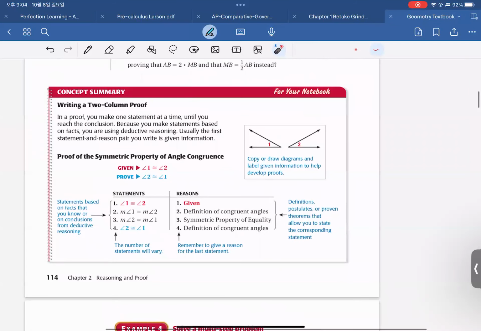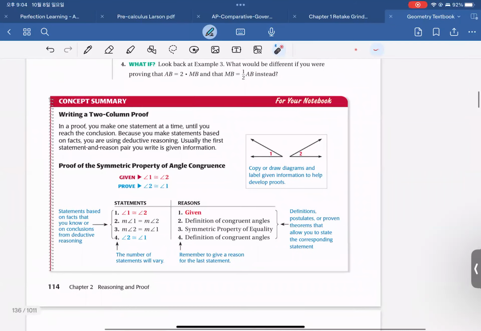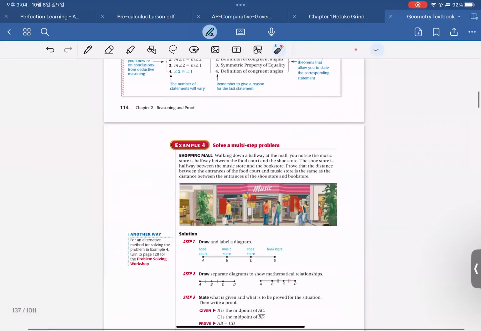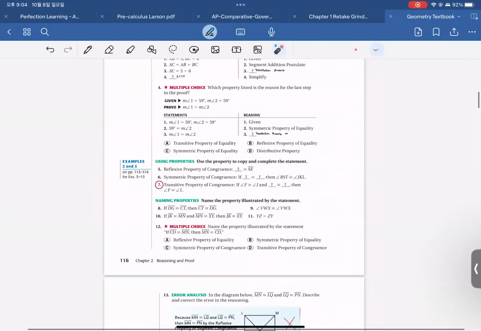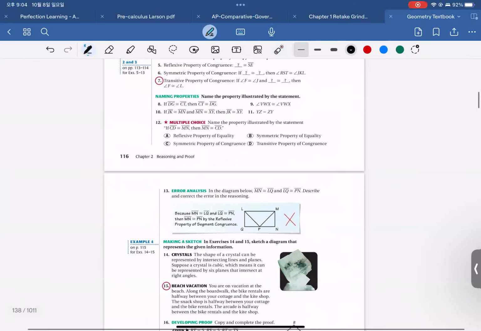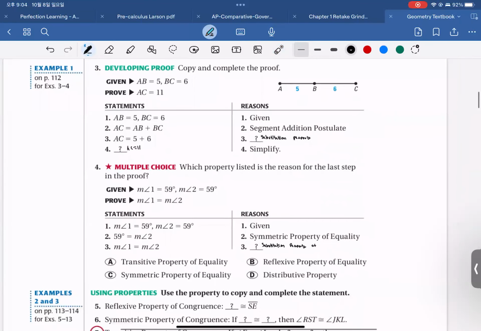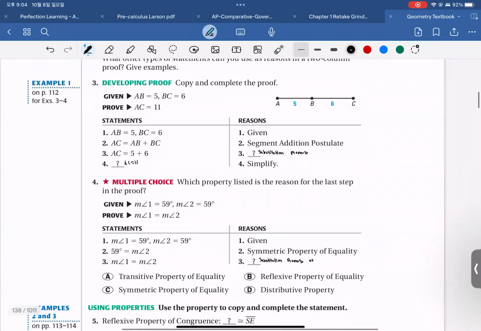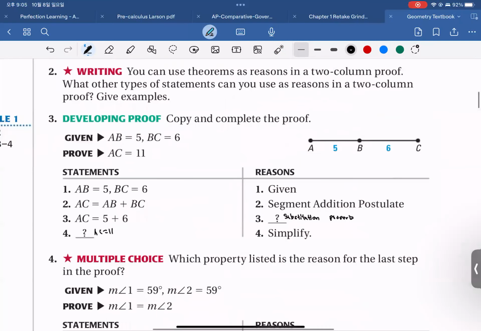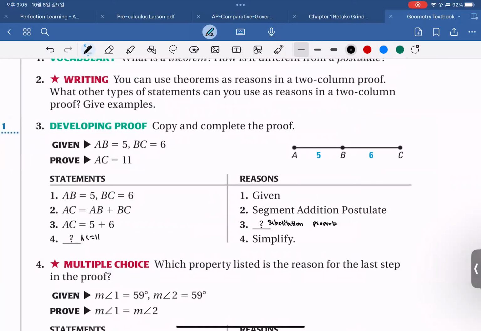And I think you guys probably know how to write a two-column proof. It's up there if you need it, and it's pretty straightforward, to be honest. So just before we move on, let's take a look at number 3 and 4. Just A, B, B, C.